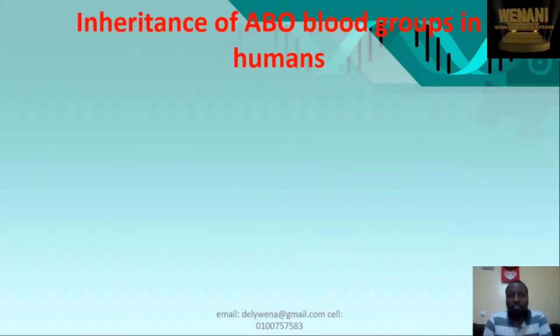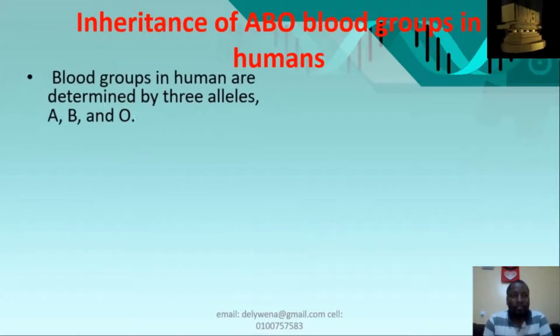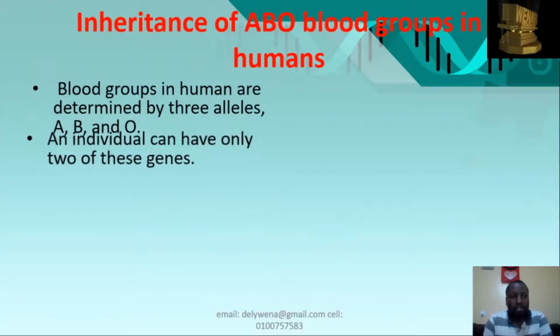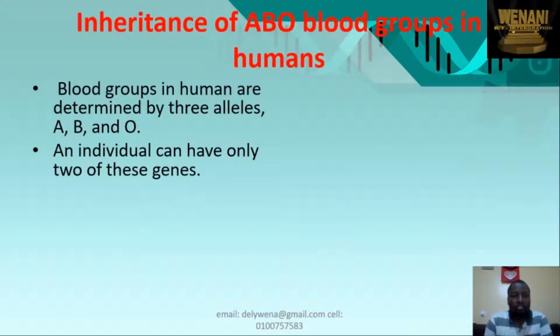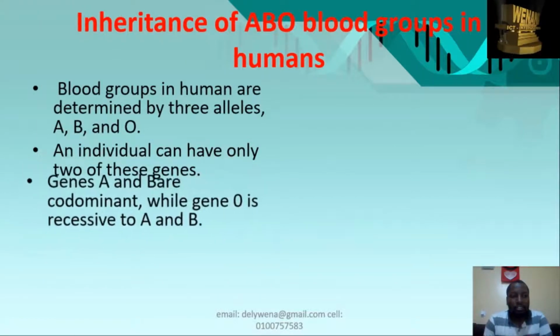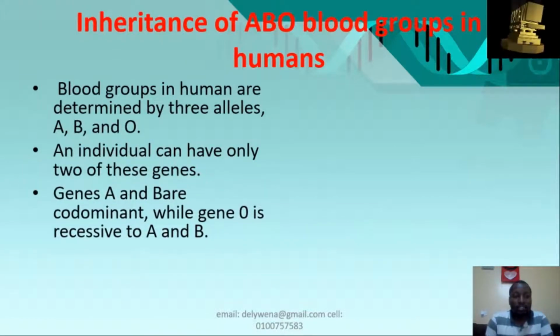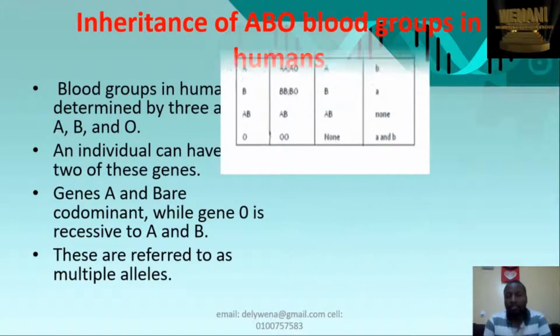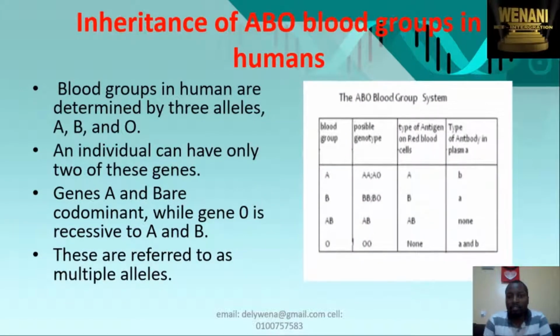Look at inheritance of ABO blood groups in humans. Blood groups in humans are determined by three alleles, A, B, and O. An individual can have only two of these genes. So genes A and B are codominant, while gene O is recessive to A and B, and these are referred to as multiple alleles. So this is an example, the ABO blood grouping system.